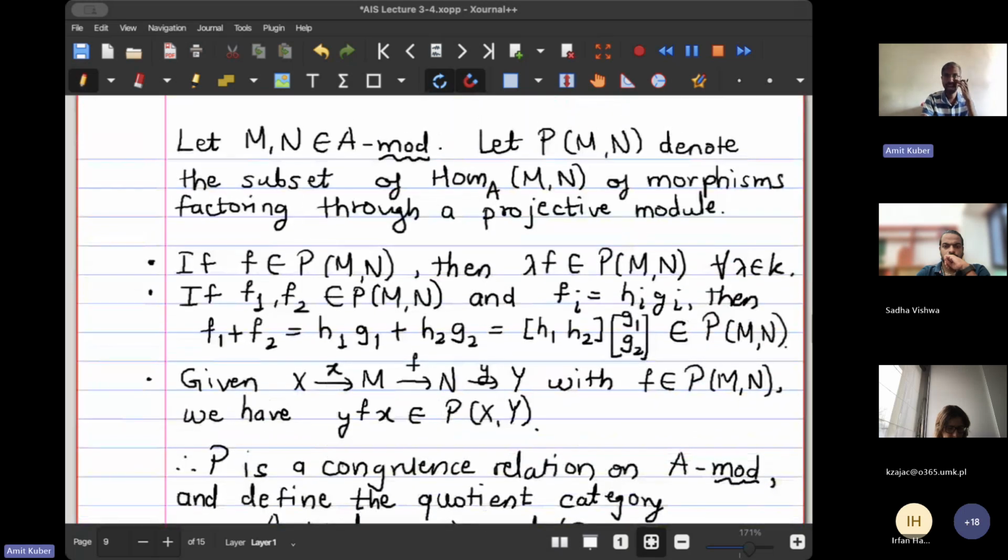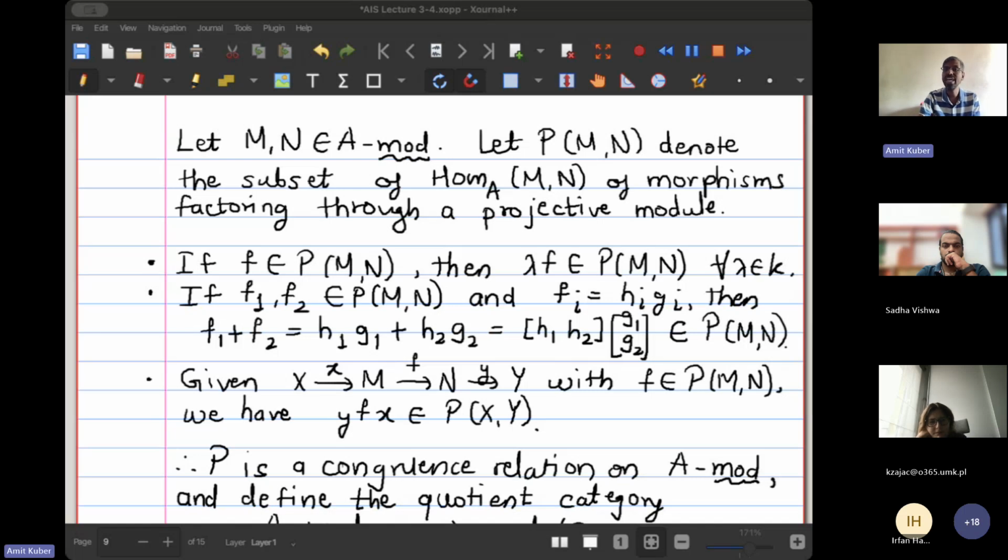So let M and N be two modules, and let P(M,N) denote all those morphisms from M to N which factor through a projective module. So for example, the zero map always factors through a projective, namely the zero object, the zero module itself.